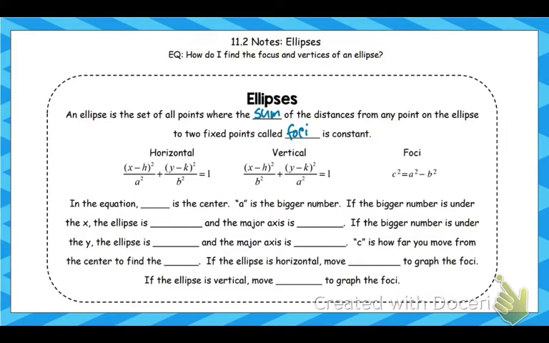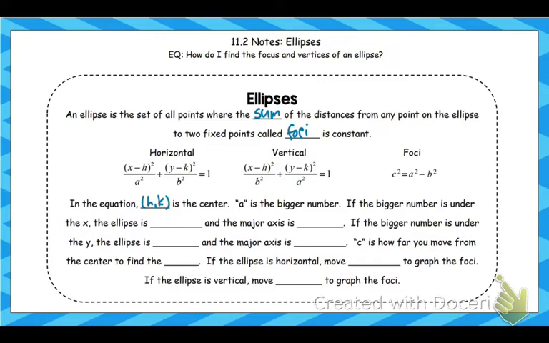In this equation, (h, k) is the center. That's consistent: (h, k) was the center of the circle, and (h, k) was the vertex of the parabola. (h, k) is going to be the center next class as well. A needs to be the bigger number. The reason is that we're going to use this equation to find the foci, and if b was bigger, you'd end up with a negative, which we don't want.